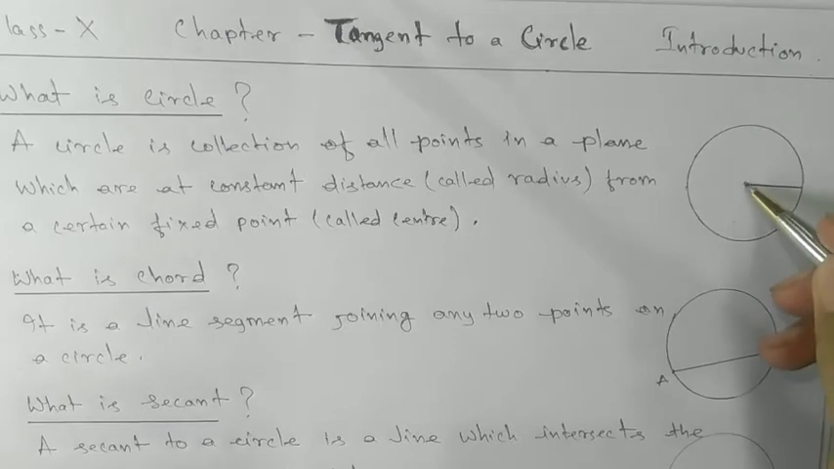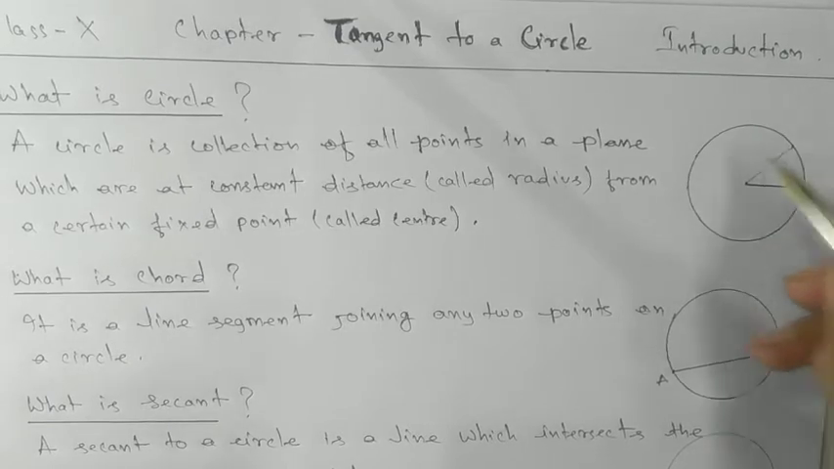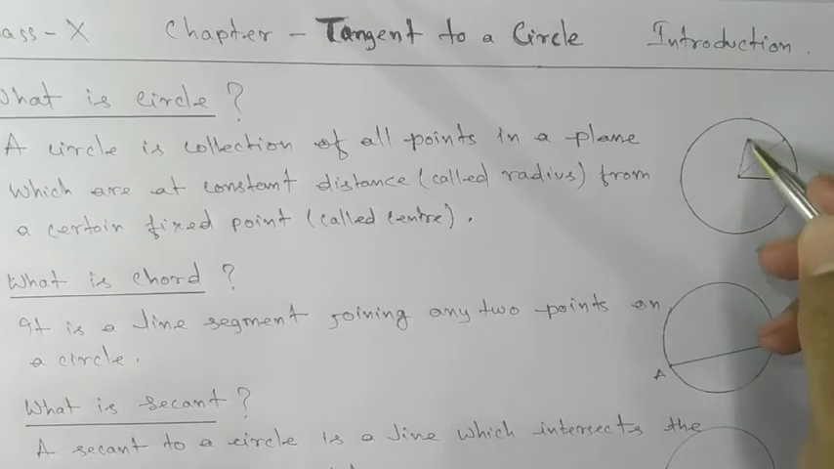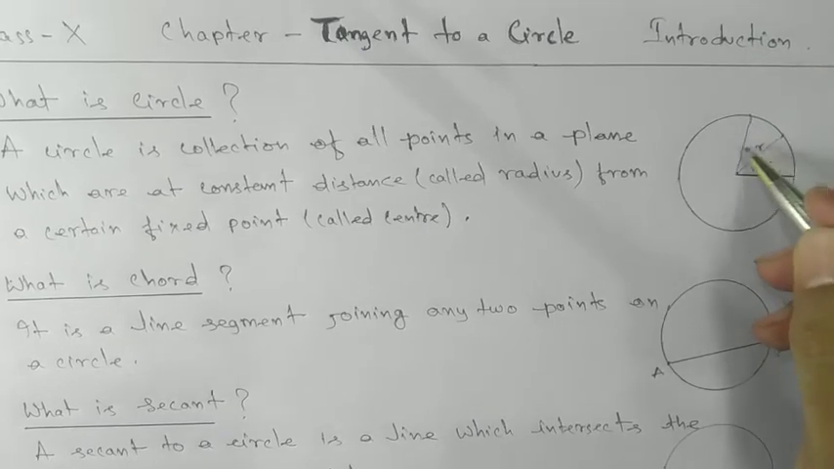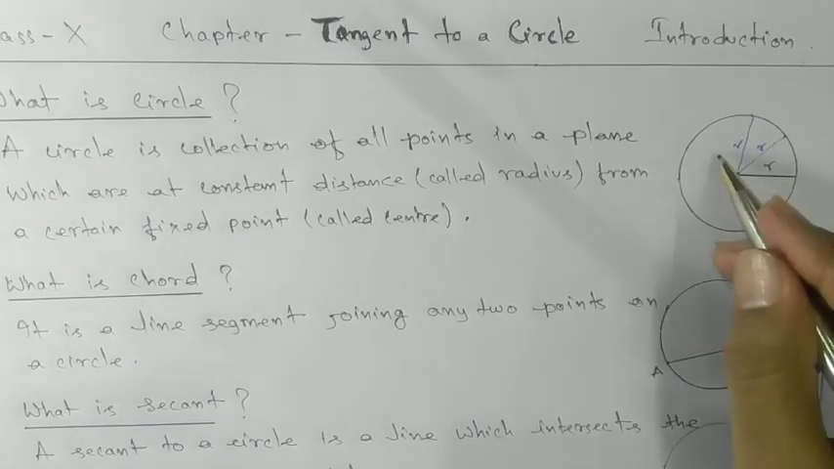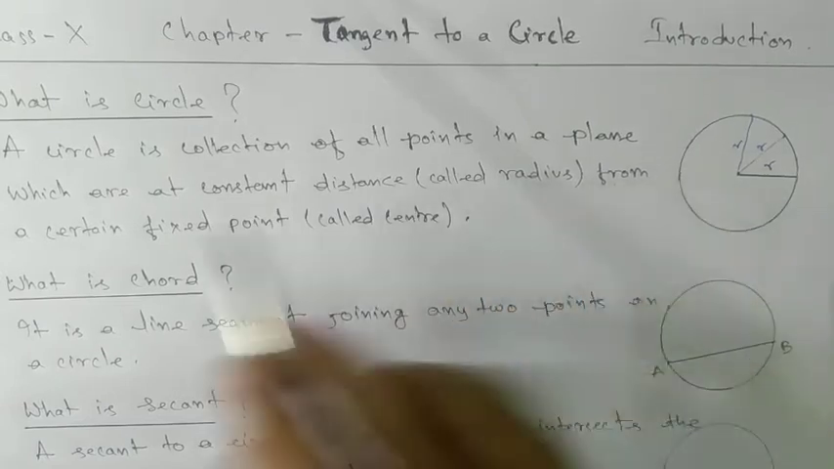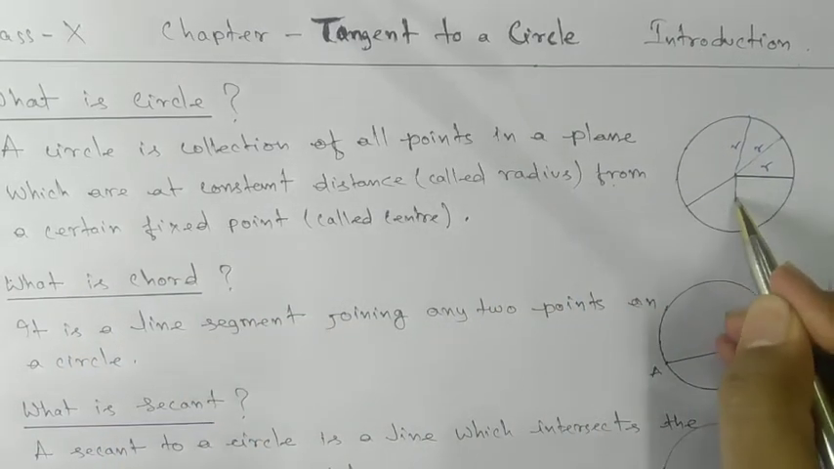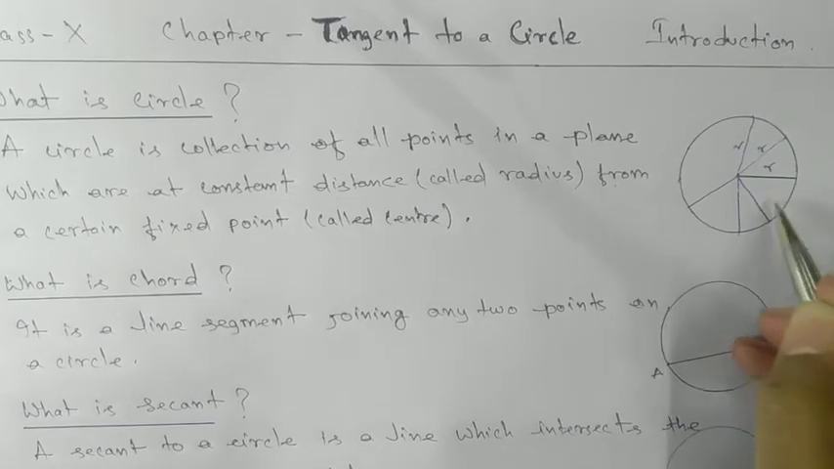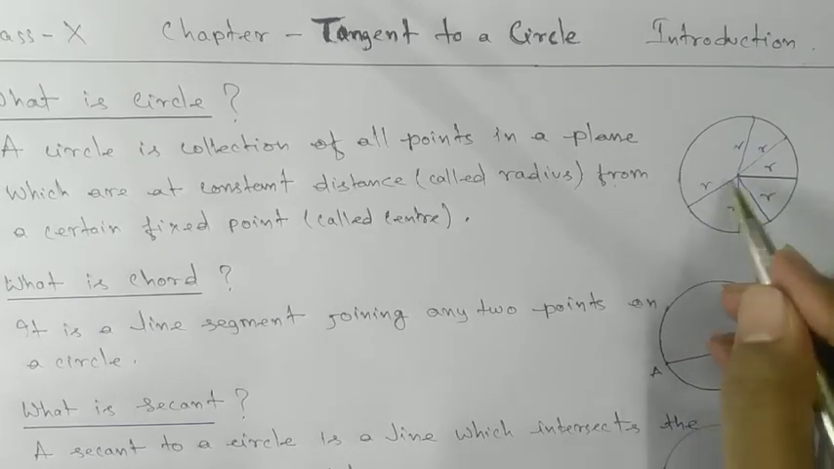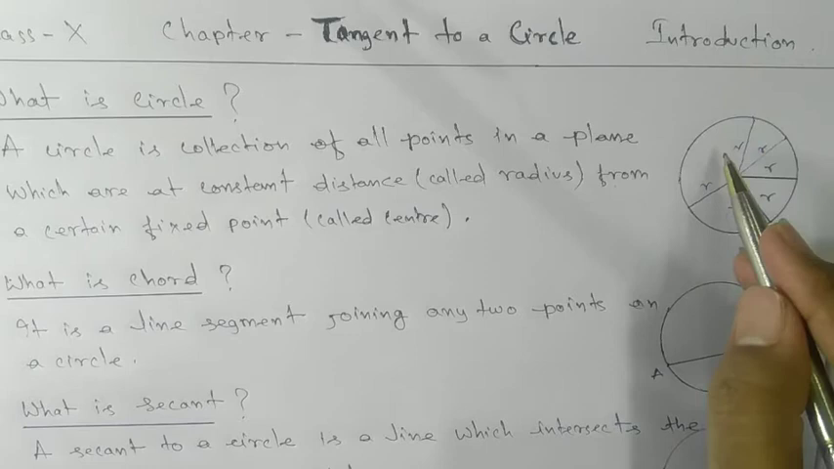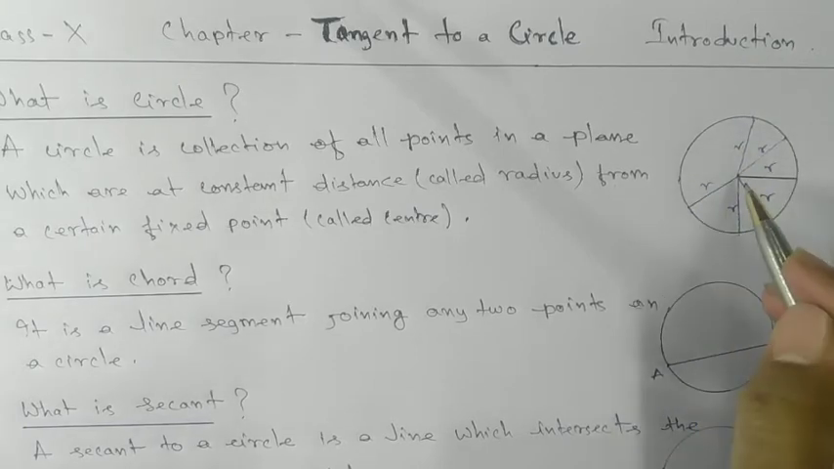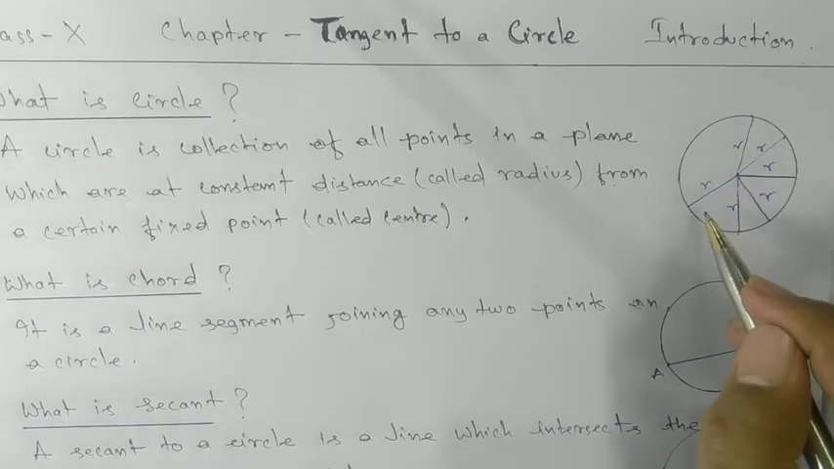A collection of all points which are at a fixed distance. Have you seen? Constant distance. That means if we take this point, all have the same radius from a fixed point. This is your fixed point. You take anywhere, they have a constant distance. If they follow this rule, we get a figure, and that figure is called a circle.